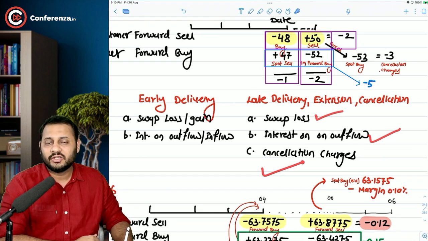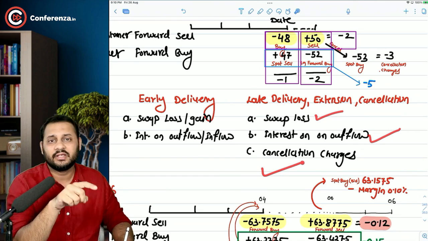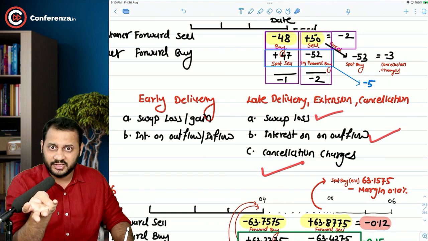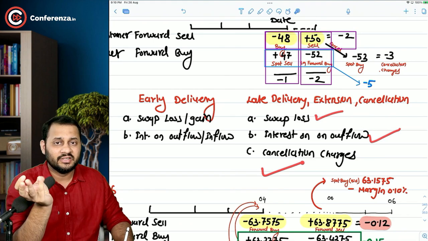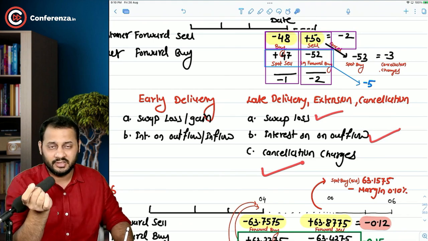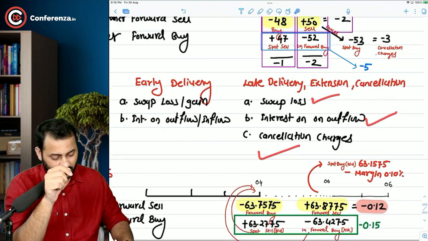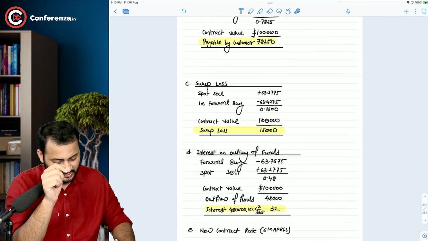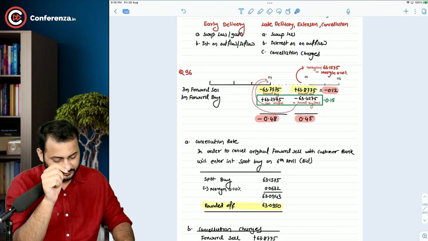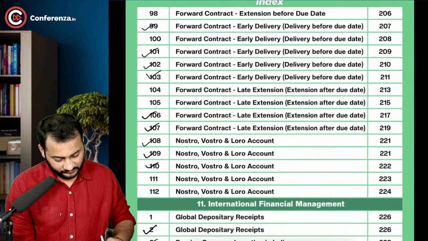Let me talk to you about the cancellation charges. Cancellation charges is the rate at which the original contract will be cancelled, and it can be the first day after the due date, the second day's rate, or the third day's rate. In between these 3 days, if the customer appears early, he will get that rate. Otherwise, the third day's rate will be applicable. Okay, sir. With this, we are going to solve some questions, and then we will see how interesting this is. Have a look.